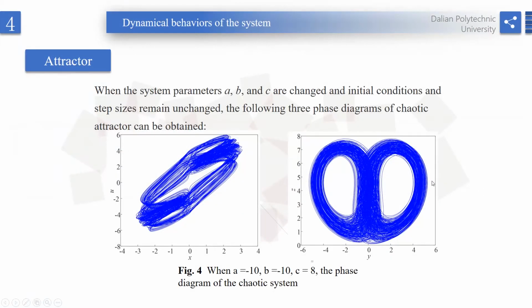The fourth part, I will introduce the dynamical behaviors of the system. When the system parameters A, B, C are changed and the initial conditions remain unchanged, the following three phase diagrams of chaotic attractor can be obtained. This is when A is equal to minus 10, B is equal to minus 10, C is equal to 8, the phase diagram of the chaotic system.